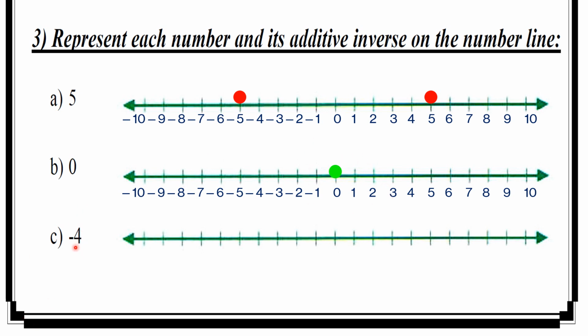Here, negative 4. How to represent negative 4? First, we have to fill the number line, like this. 0, origin point. To the right of 0, the positive integers. To the left of 0, the negative integers. Negative 4, here is negative 4 with the negative numbers. So we are going to circle it. And now, what is the additive inverse of negative 4? It will be positive 4. So here is positive 4. I'm going to draw a circle.